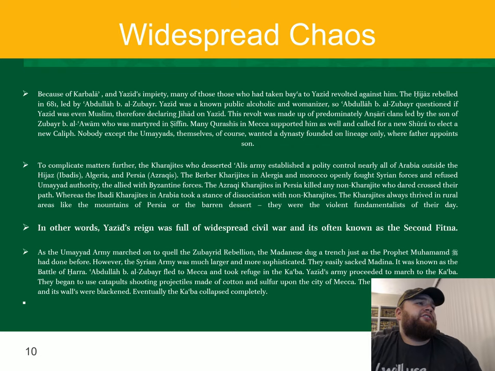And the Azraqis, or the Blue Khawarij, they were the most violent, and they killed any non-Khariji who dared cross their path. Whereas the Ibadis, or the white branch of the Khawarij, basically said, Al-Wala'a wal-Bara'a. Like, we disassociate from people who do not follow our system. We don't be friends with them. We separate ourselves and we segregate ourselves. And that's why they always thrived in these rural areas.